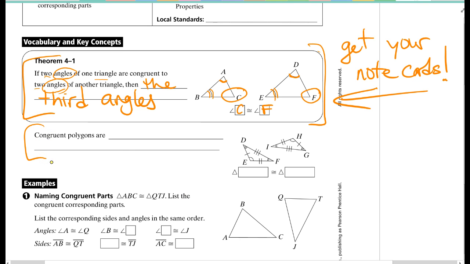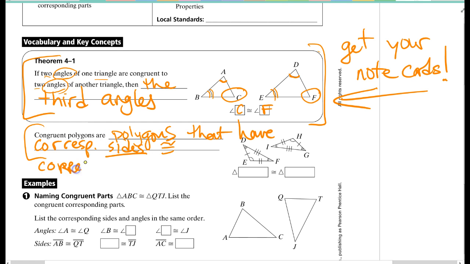Congruent polygons, here's the definition, are polygons that have corresponding sides congruent and corresponding angles that are congruent. So these hatch marks, one here matches up with the one over here, two of them on this side match up to these two over here, and finally three hatch marks match up with three hatch marks.